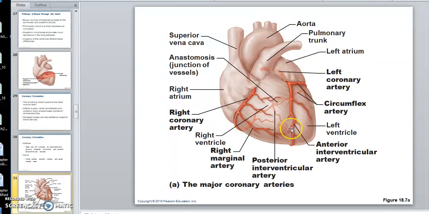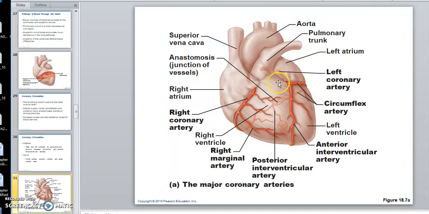Now, each of these vessels supplies different areas. These vessels here are called perforators. They don't have any particular name. They're called perforators. So this anterior interventricular, now in clinical, which most of you going clinical would hear, we'll call this the anterior descending branch. It handles most of the front of the left ventricle and some of the right ventricle. This one handles a lot of the side of the heart on the left side and the back.